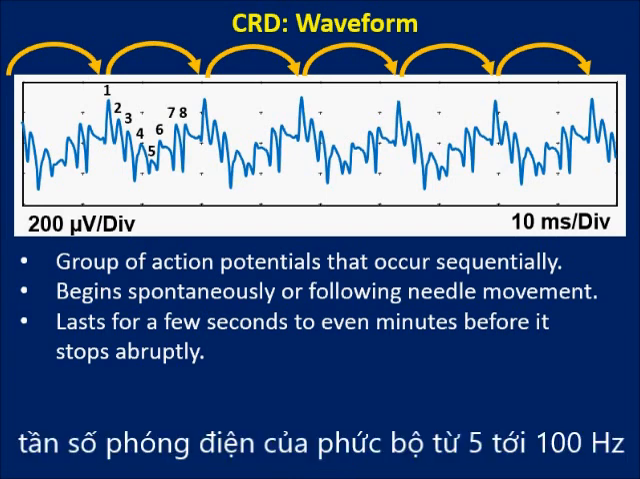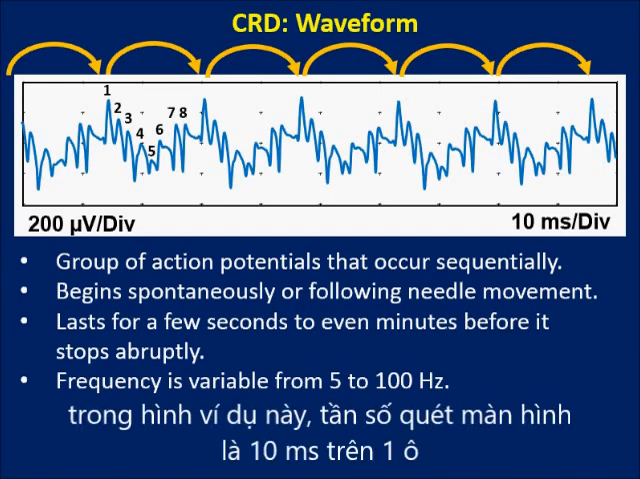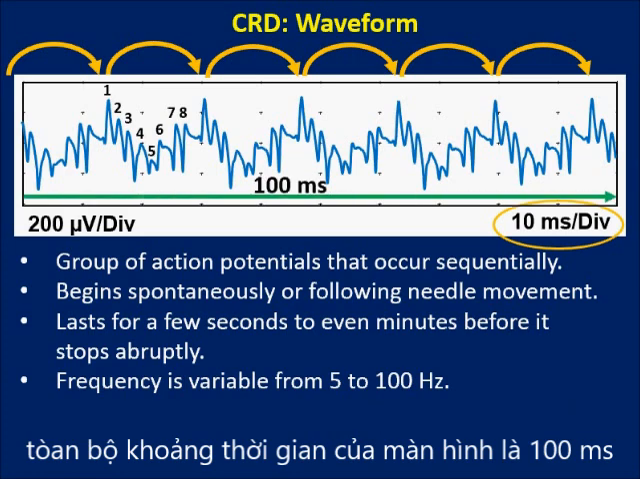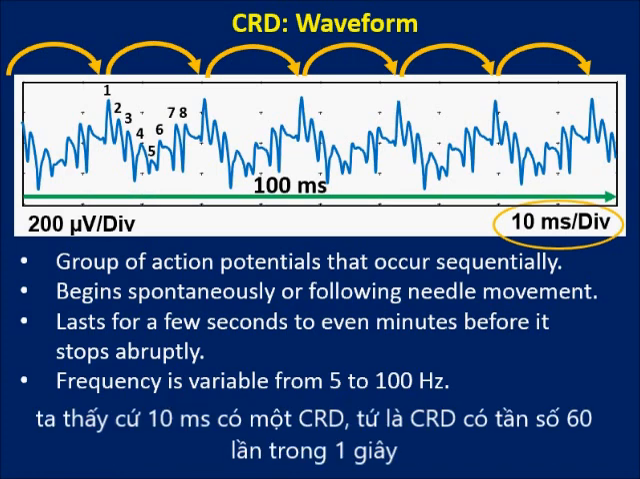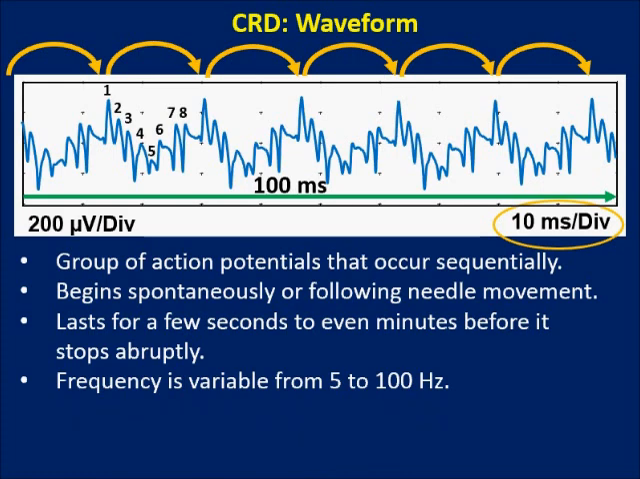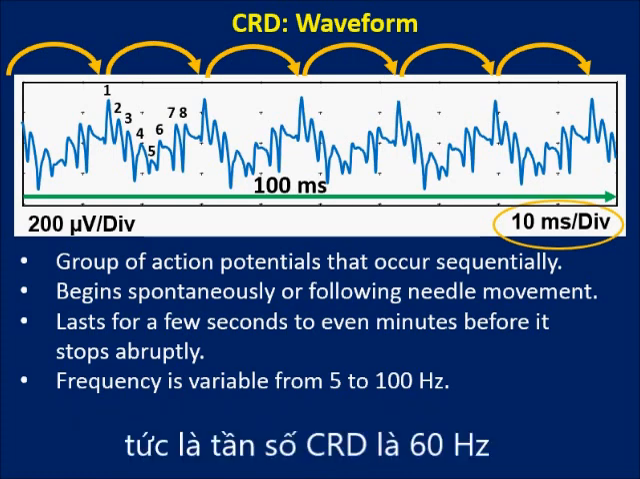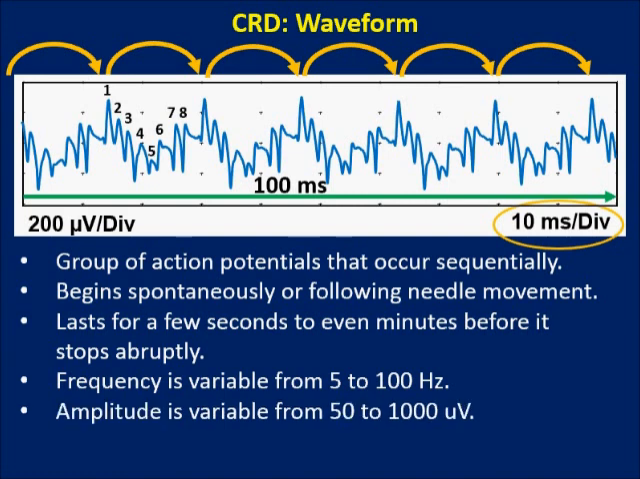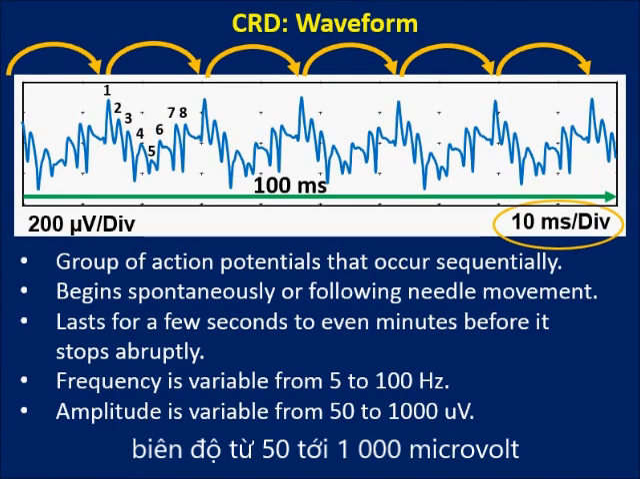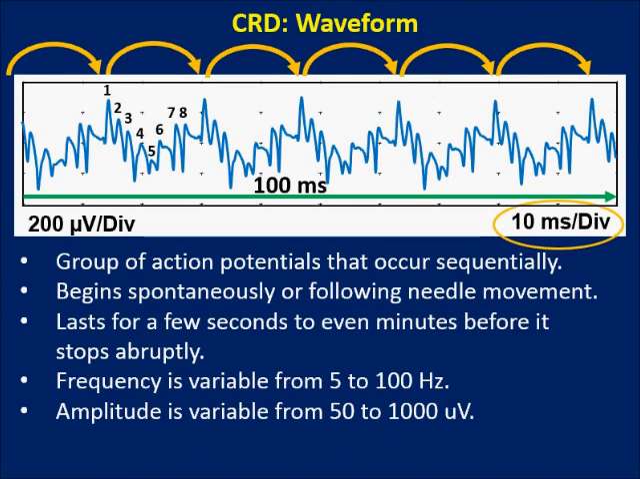The discharge frequency is variable from 5 to 100 Hz. In this example, the sweep speed is 10 milliseconds per division. The duration of epoch shown is 100 milliseconds, or 1/10 of a second. We see the discharge 6 times in 1/10 of a second, or 60 times per second. Hence, the frequency of this CRD is 60 Hz. The signal amplitude is variable among the different potentials in the CRD and can range from 50 to 1000 microvolts.